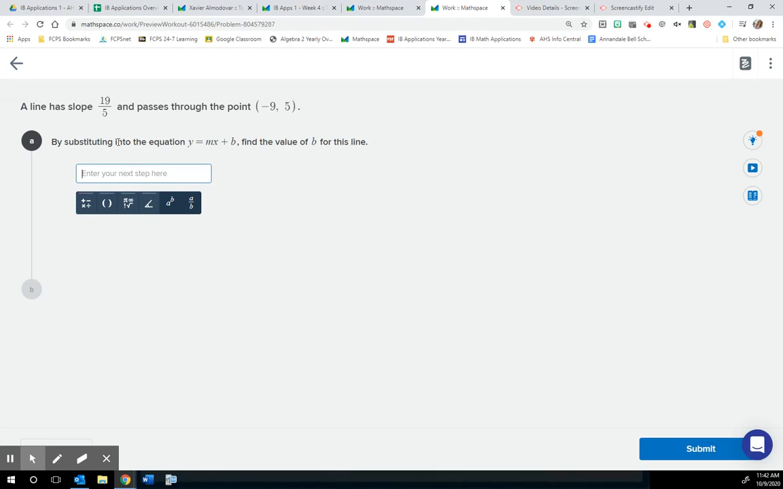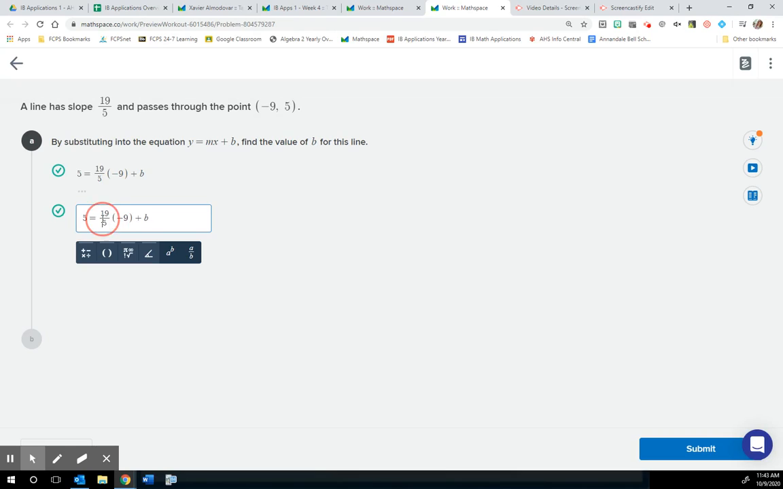Question number 13 gives us a slope, or a gradient, of 19 over 5, and it says it passes through the point negative 9, 5. So part A says substitute into this equation y equals mx plus b to find the value of b for this line. That means I know a y value because of the point, so I know the y value is 5. I know the gradient is 19 over 5, and the x value is negative 9. The only thing I don't know is b.